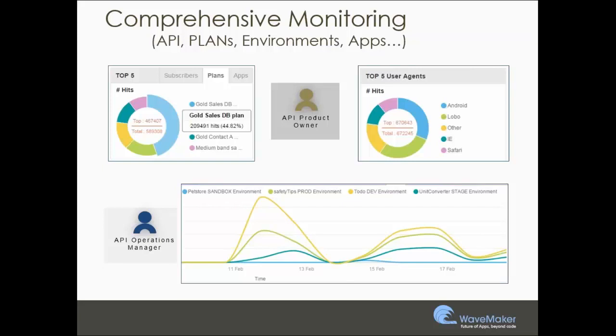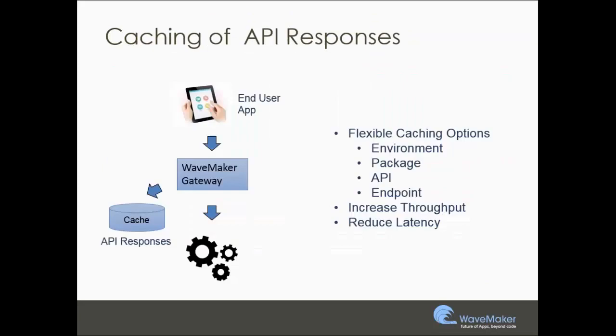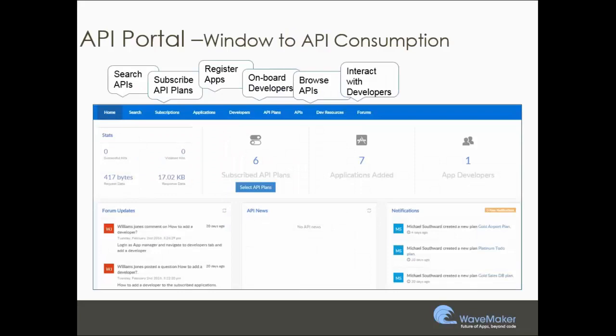In high volume scenarios, we see that the Gateway need not go to the APIs all the time for fetching the responses. So there's a flexibility of using a cache across various environments and packages, and making sure that there's increased throughput and low latency when high volume APIs are accessed.